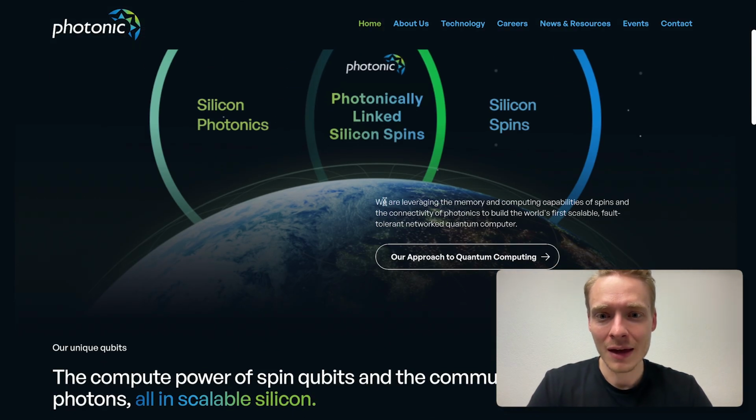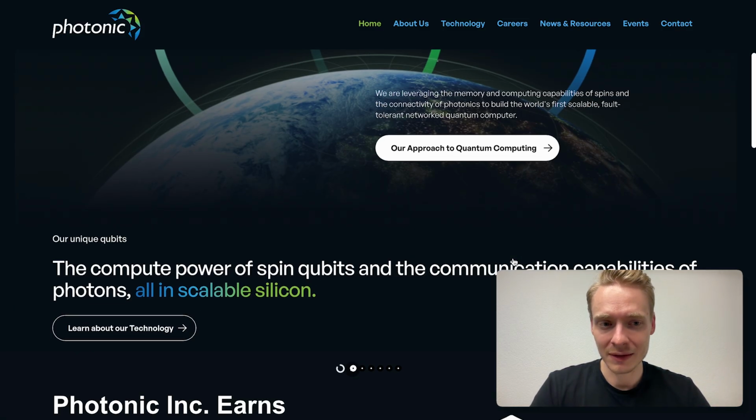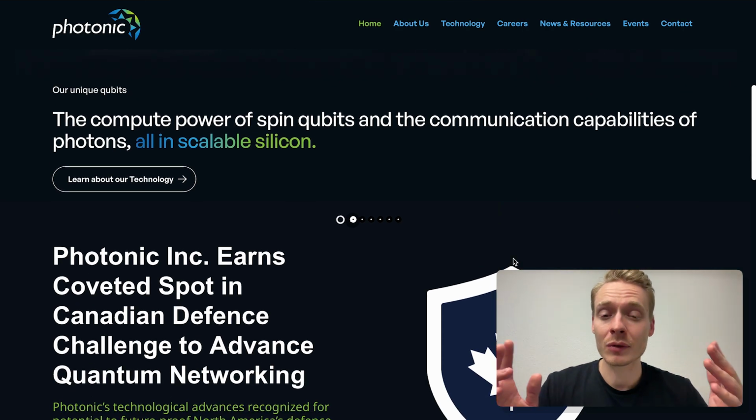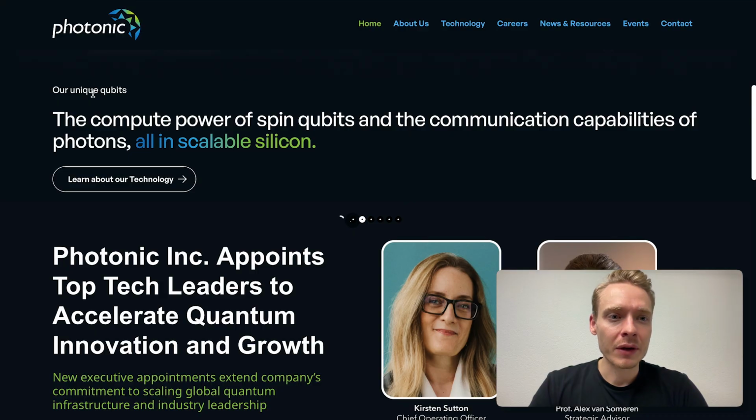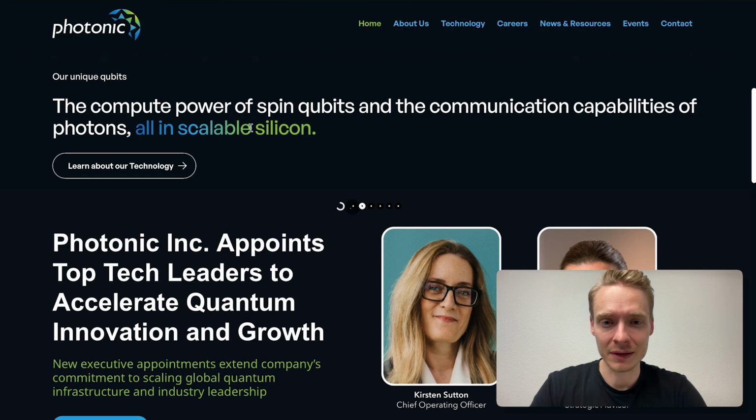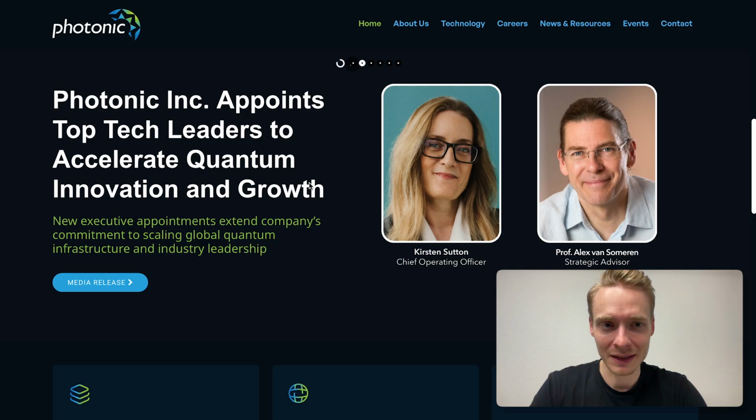So here it says, we are leveraging the memory and computing capability of spins and the connectivity of photonics to build the world's first scalable, fault-tolerant, networked quantum computer. Our approach to quantum computing, and we will see more about that in a second, but let's go down first on this first page here. So our unique qubits, the compute power of spin qubits and the communication capabilities of photons, all in scalable silicon. And I guess we will learn more about that later on.